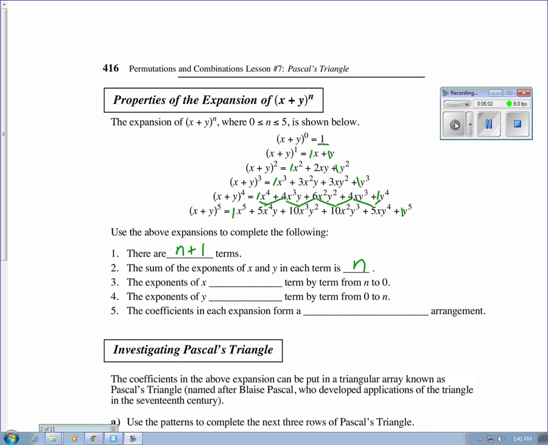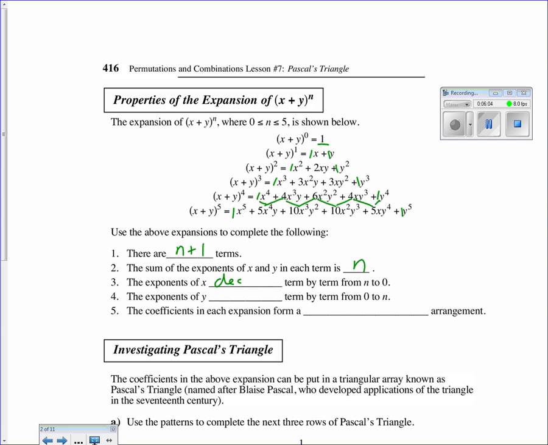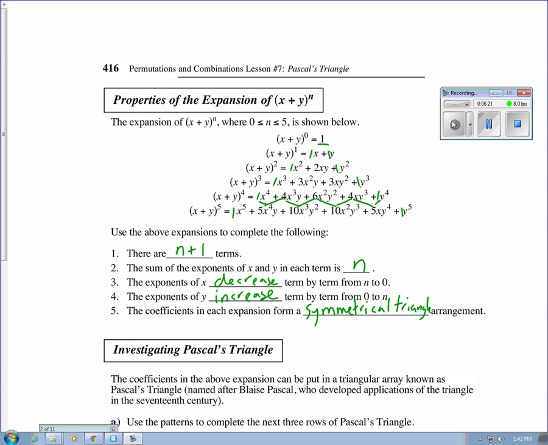The exponents of x decrease term by term from n to 0, and the exponents of y increase term by term from 0 to n. The coefficients in each expansion form a symmetrical triangle, and we can continue that triangle, and we'll take some opportunity to do that.